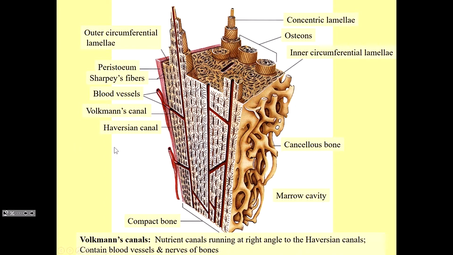Also shown in this particular slide are the Volkmann's canals. The Volkmann's canals form a zigzag type space between the cavity down the center of the osteon. So this is very important because by zigging and zagging, you can get a blood vessel from the outside of bone all the way through this compact bone to the bone marrow cavity. Okay, so those Volkmann's canals form the crosses of the ladder, if you like.